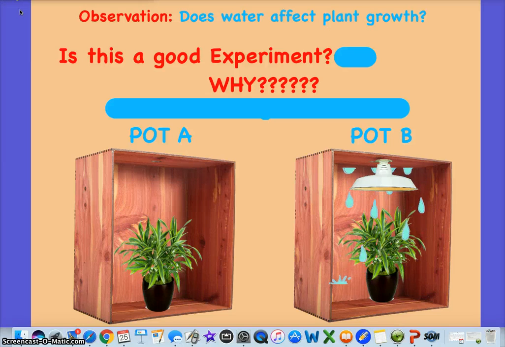Say it, Nick. The water. I am going to test if water affects plant growth, right? So I added water to pot B, so that makes pot A or group A my what? Control. My control group. But now let's look at pot B and let's look at pot A and tell me if everything else in that experiment remained constant.